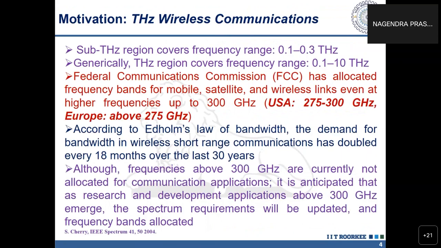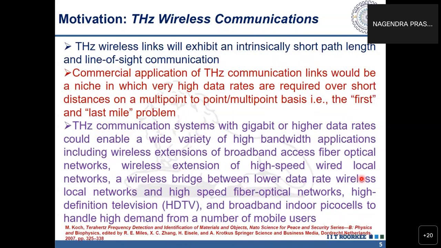So why are people looking towards terahertz wireless communication? As I already explained, the coverage, frequency range, etc. According to Edholm's law of bandwidth, the demand for bandwidth in wireless short-range communication usually gets doubled every 18 months, and this is the trend seen over the past 30 to 40 years. Frequencies above 300 gigahertz are not currently allocated for communication applications, but in 6G people are exploring. Most R&D firms operating in the telecom sector or working in chip designing are now trying to find a solution. Unless there is a solution, you cannot think of a viable technology.